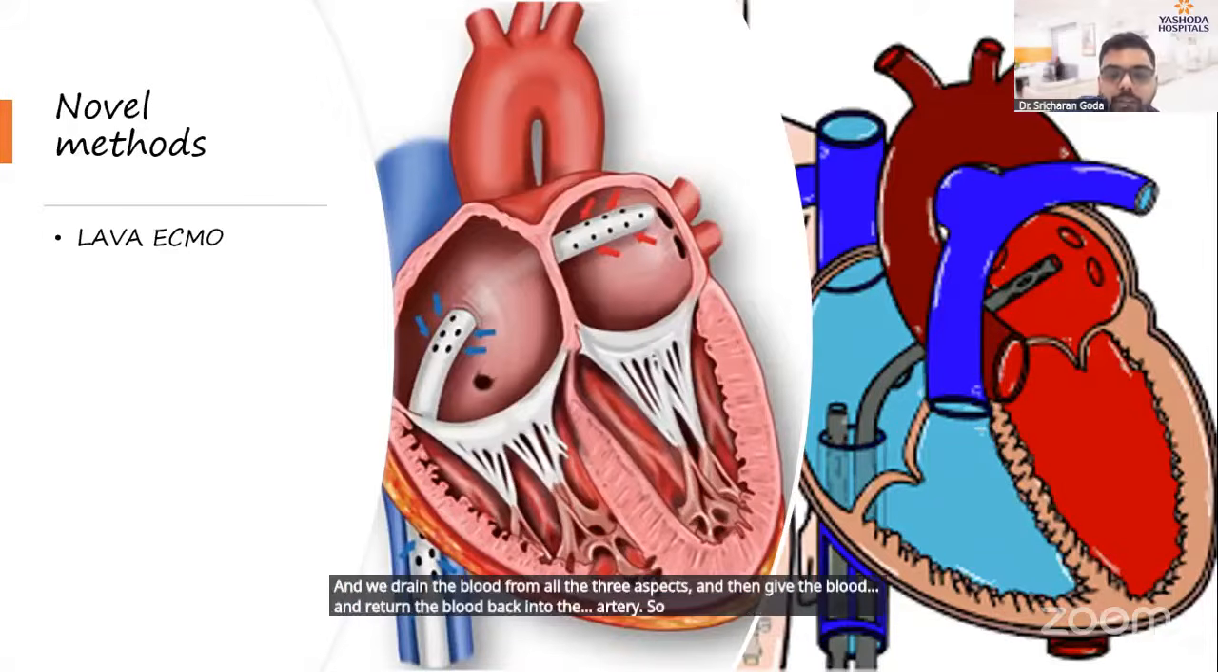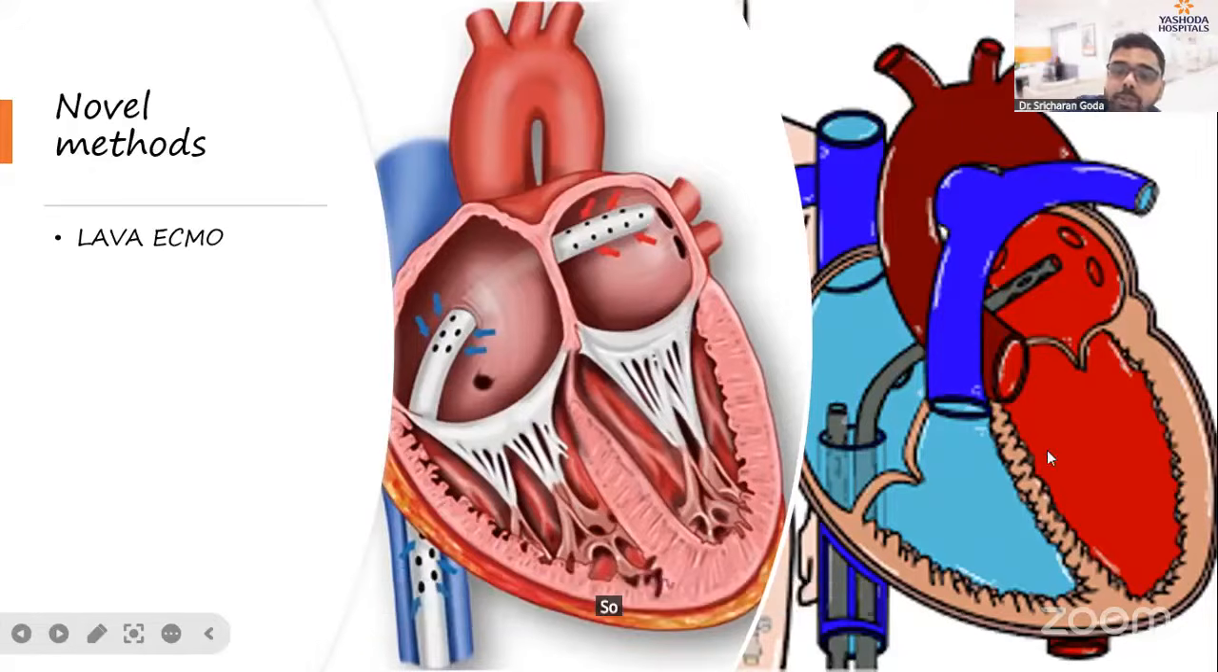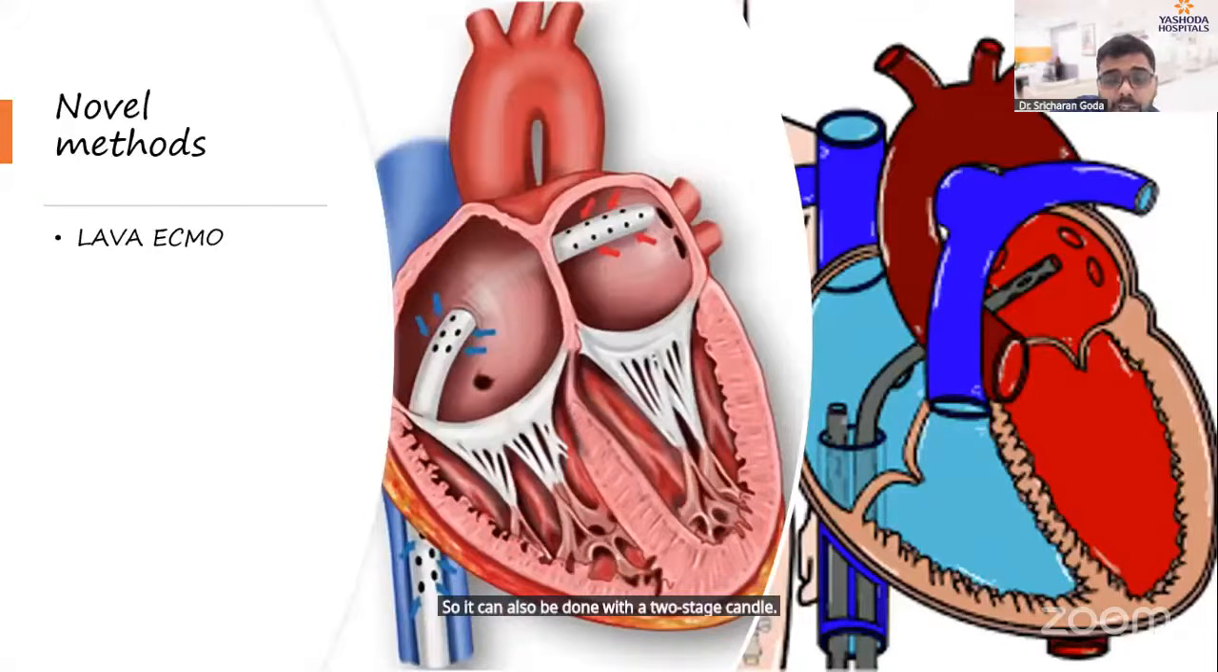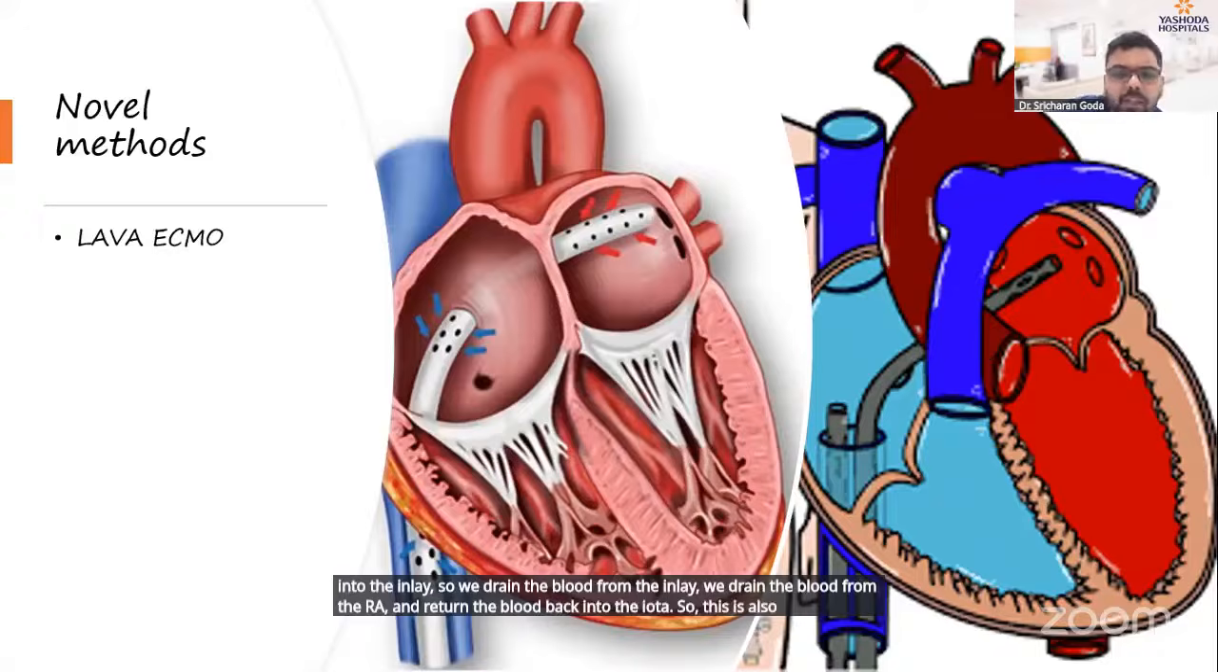So this is called the LAVA ECMO, which has this inherent modality of LV venting, because it essentially empties the left atrium here. It can also be done with a two-stage cannula, where we drain the blood from the RA independently, and then we do a transseptal puncture and put a cannula into the LA. So we drain the blood from the LA, we drain the blood from the RA, and return the blood back into the aorta. So this is also a two cannula technique where we can initiate a LAVA ECMO.